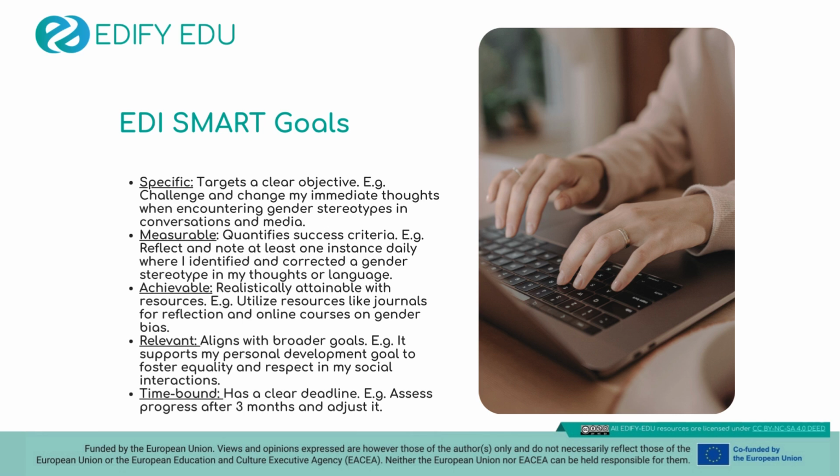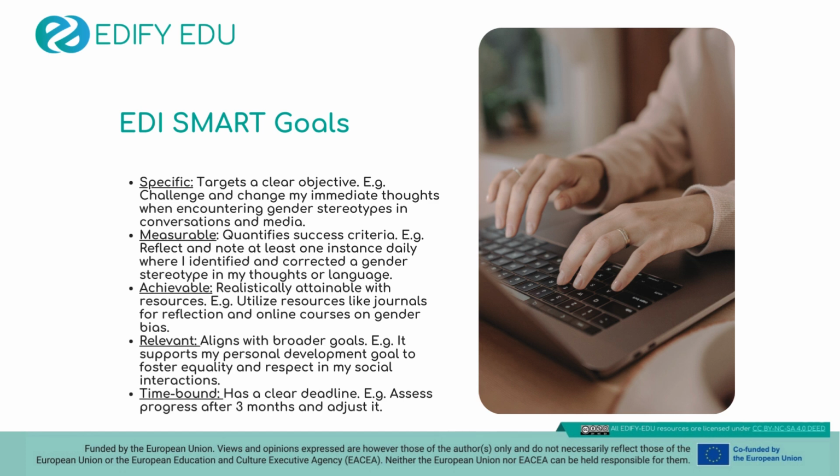Let's see how SMART goals can be applied to bias mitigation. For example, to reduce unconscious gender bias in daily interactions, you could set a specific goal to challenge and change your immediate thoughts when encountering gender stereotypes in conversations and media. This is specific because it targets a clear objective. Make it measurable by reflecting and noting at least one instance daily where you identified and corrected a gender stereotype in your thoughts or language.